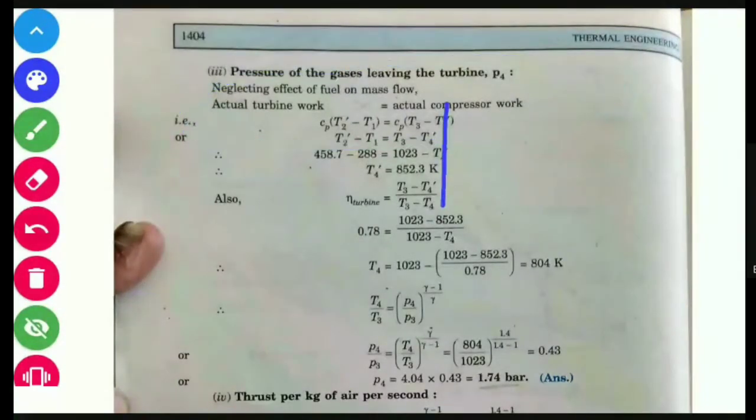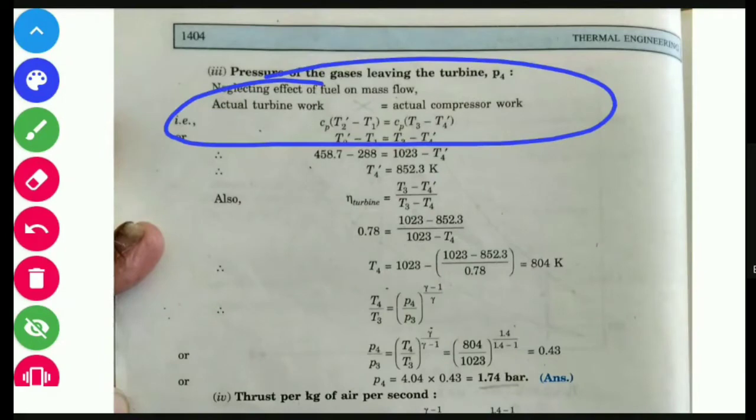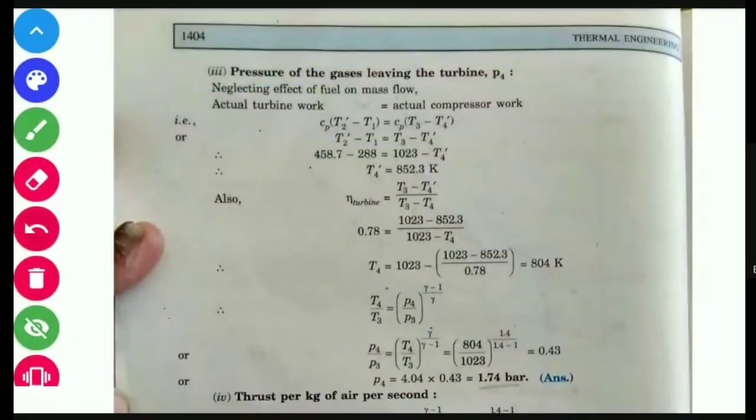Already told you. Okay, actual turbine work is equal to actual compressor work, where turbine is in between 3 and 4. Actually, it's a cross value. Okay, the turbine is in between 3 and 4. That's why Cp (T3 minus T4), and compressor is in between 1 and 2. m Cp, where m is 1 kg, (T2 dash minus T1). Cp gets cancelled. Okay, the remaining is T2 dash minus T1 is equal to T3 minus T4 dash. So except T4 dash, you know all the values. That is unknown. So you can find out the T4 dash, right?